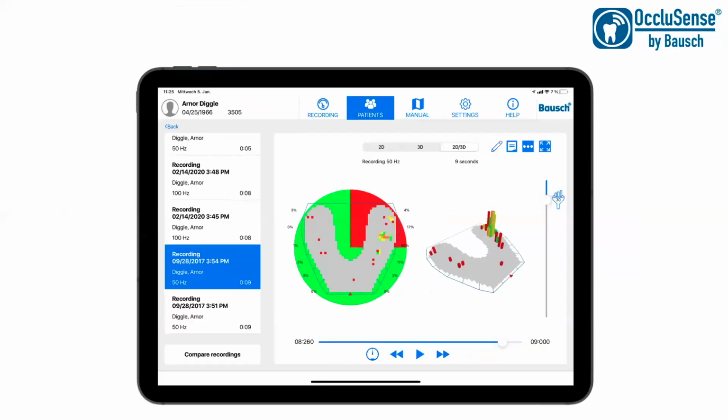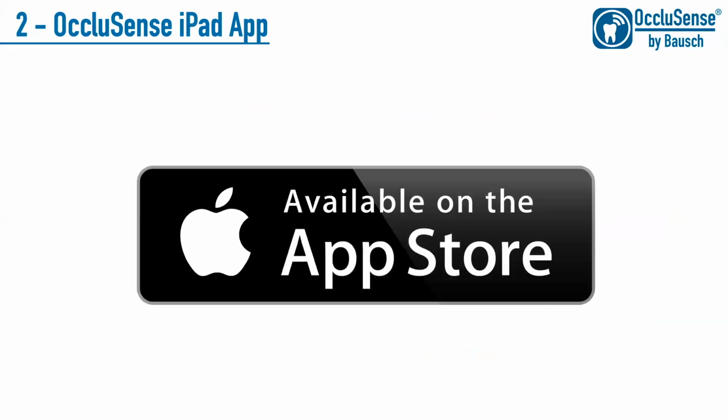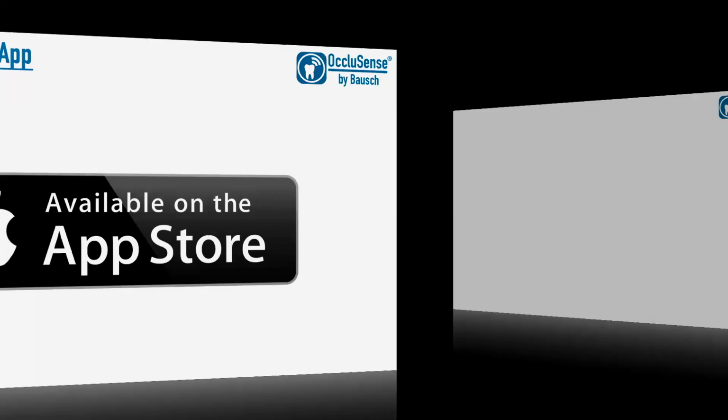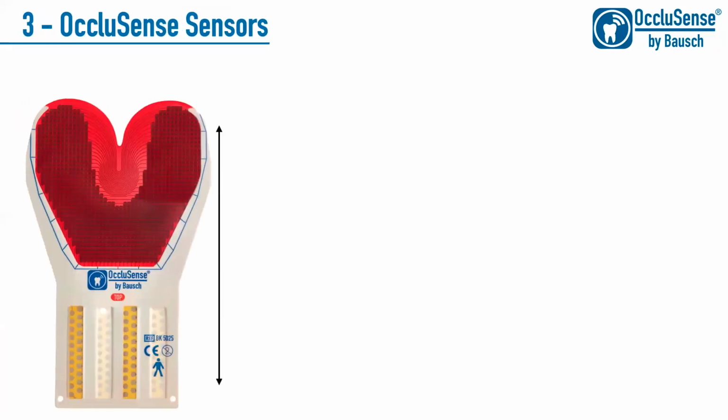You need an iPad with an OccluSense iPad app installed. This app is available to be downloaded for free on the Apple Store, as well as a sensor. And this sensor is available in two different sizes. So we have X and XL, and these sensors differ in width rather than length.